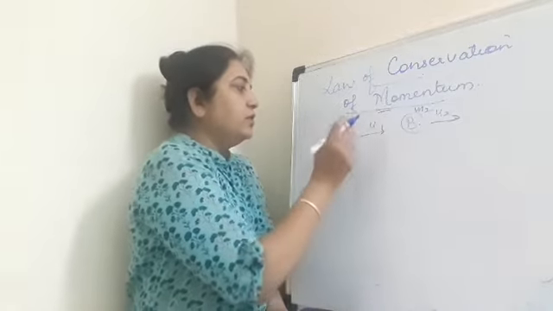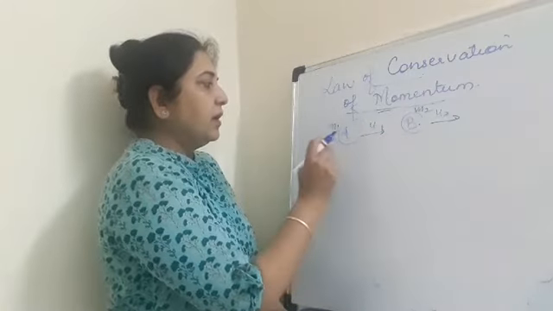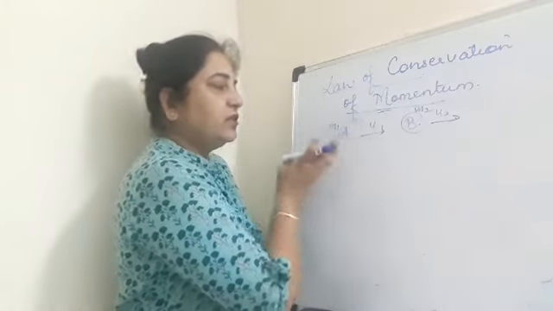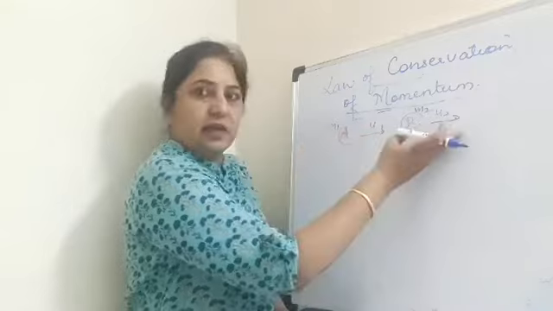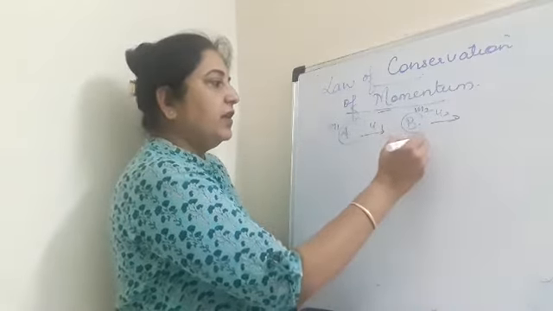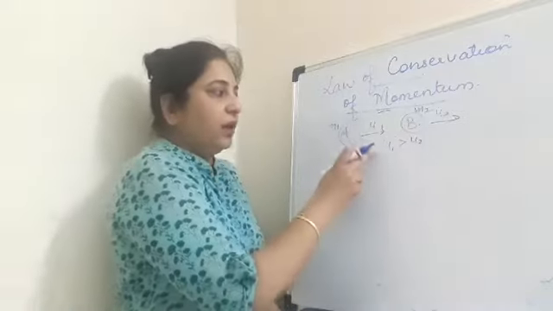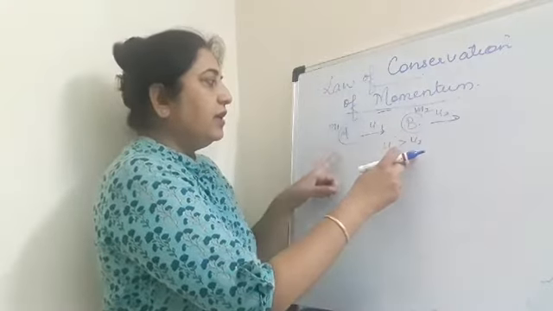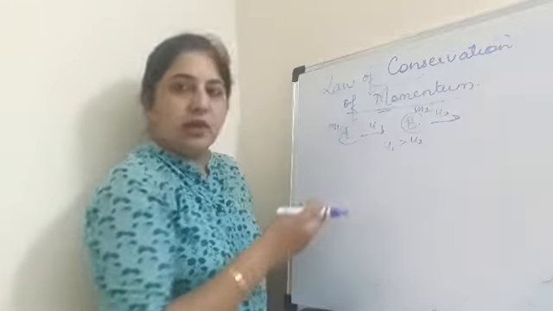So I suppose the two objects to be A and B. A and B are moving in a straight line in the same direction, but the velocities are different. Suppose u1 is greater than u2, so definitely there will be one situation when they will collide.